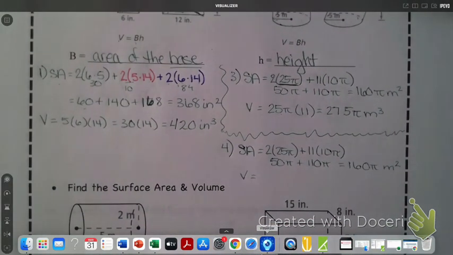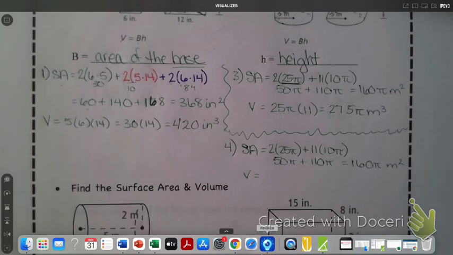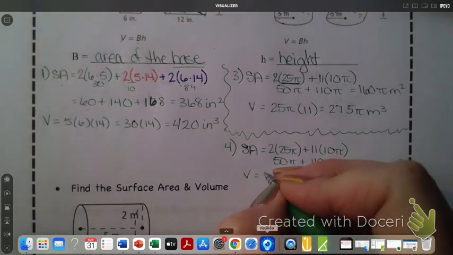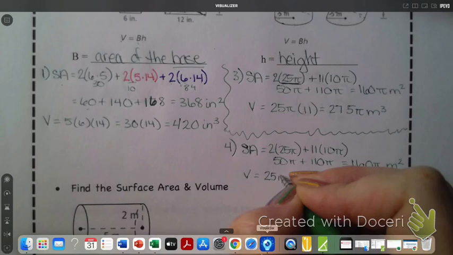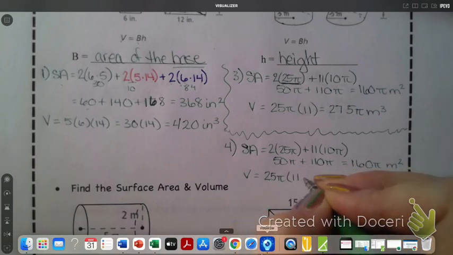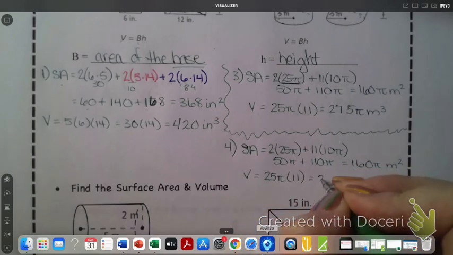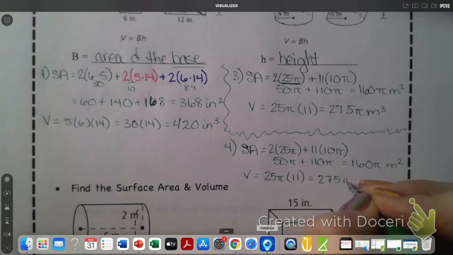So the volume is the area of the base, which is 25 pi times the height, 11. And again, separate the two digits and add them together. So were they the same?